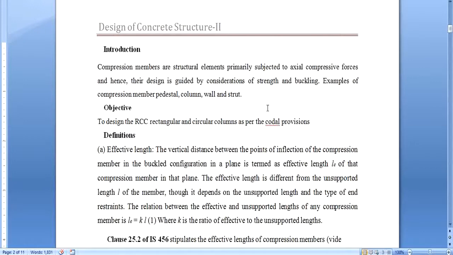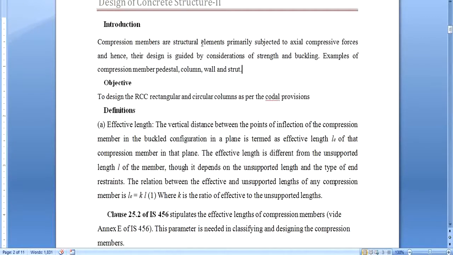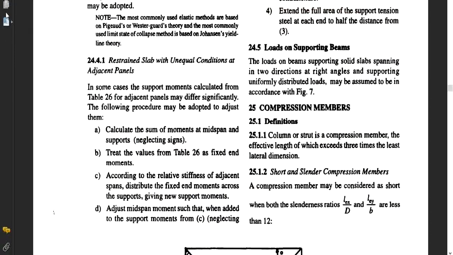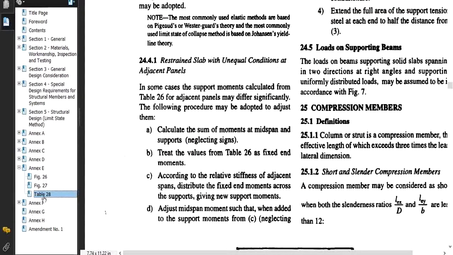Compression members are structural elements primarily subjected to axial compression forces. That's what I have told. Columns are compression members, so they are subjected to axial compression forces, and hence their design is guided by considerations of strength and buckling. So what is buckling? I am going to show you about buckling. Let me open the code to refer to the diagrams.